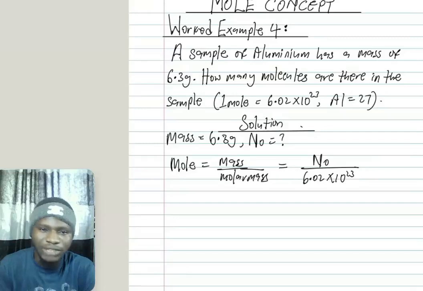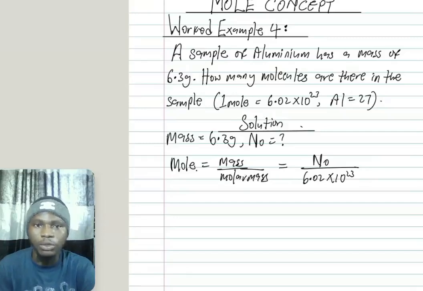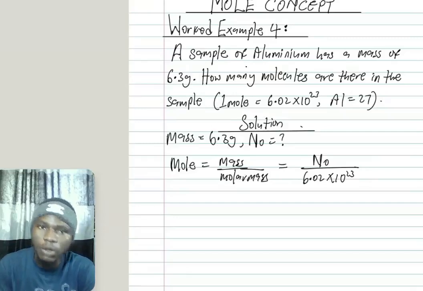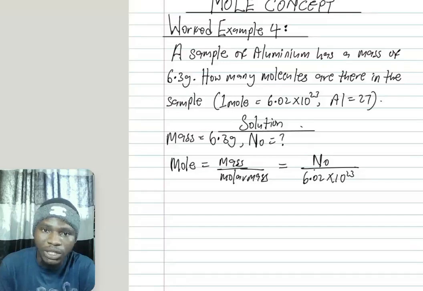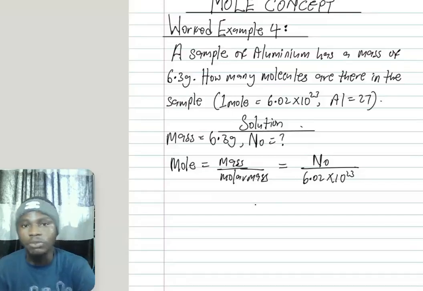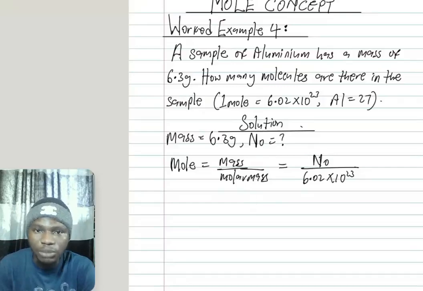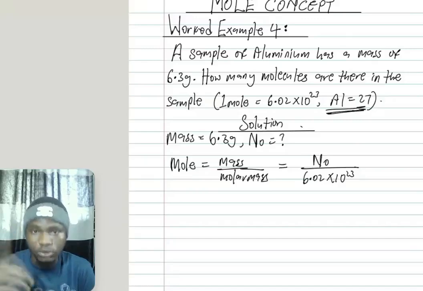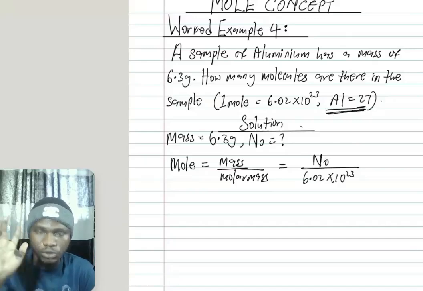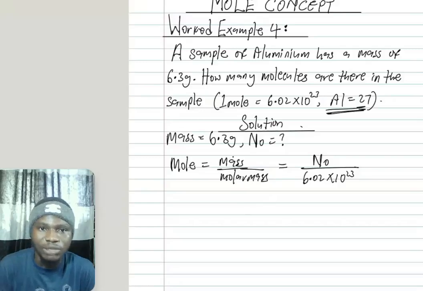Because we are given mass in gram, I wrote this formula, mole equal mass over molar mass. And because we are given number of particles or molecules, we got this formula, mole equal NO over Avogadro's number. We'll blend them together. Therefore, this formula is the one I'll be using to solve. Now pay attention. The molar mass of aluminium is 27. Aluminium is just a monoatomic element, just one. It's a metal, just 27.